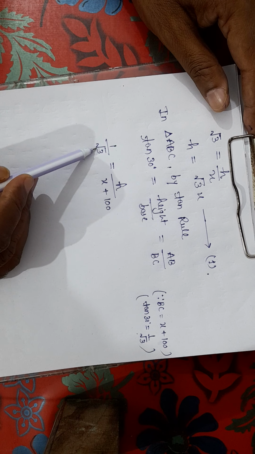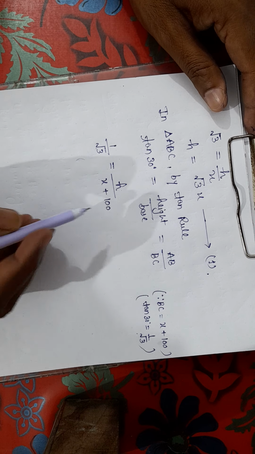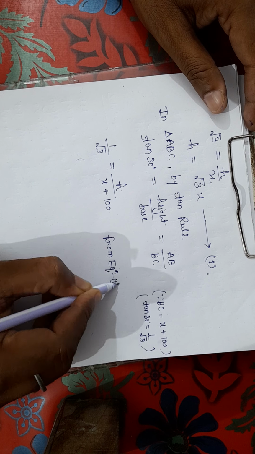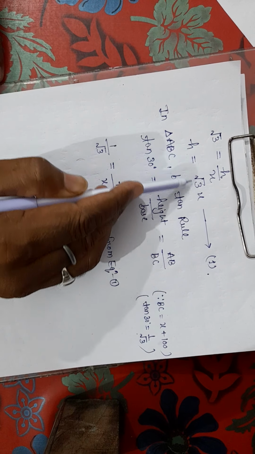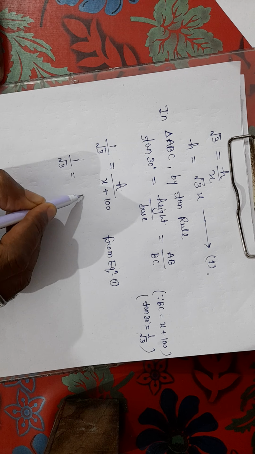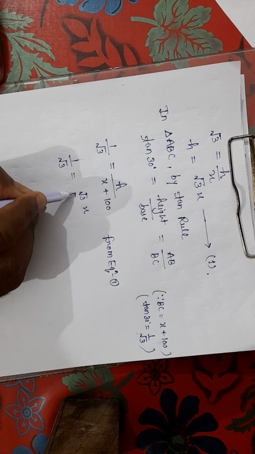So 1 upon root 3 equal to h upon x plus 100. Now from equation 1, h equal to root 3x, we will substitute here on the place of h. So this becomes 1 upon root 3 equal to root 3x upon x plus 100.